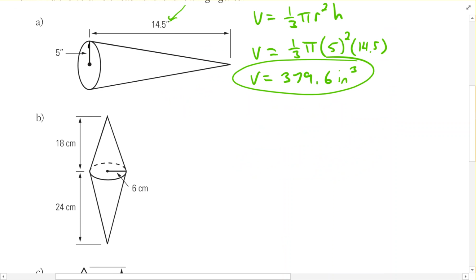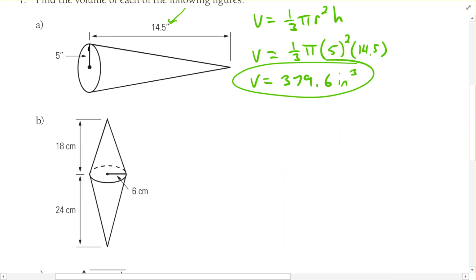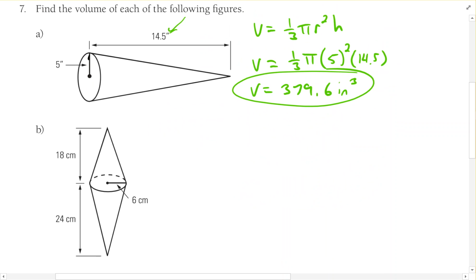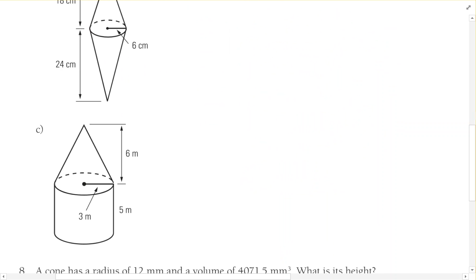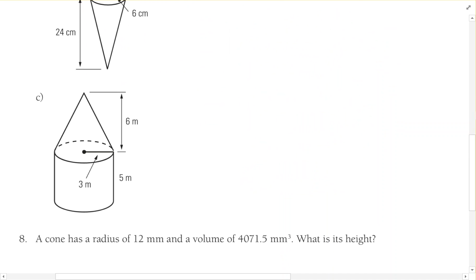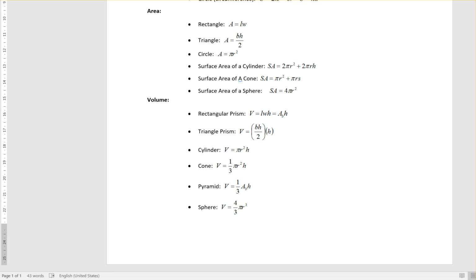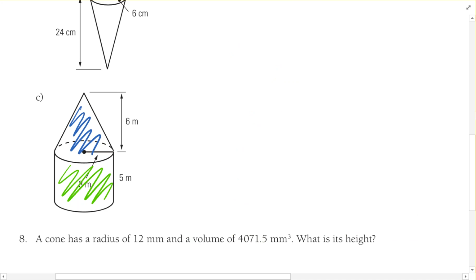So I'm going to let you guys go ahead and do B here. You've just got 2 of them now that you're just going to add together. So go ahead and answer 7B now. Okay, C, same thing. You've just got 2 different shapes here now, though. So just make sure you've got a cone and then a cylinder, and then you're going to add them together. So figure out the cylinder, figure out the cone, and then add those 2 together. You've got a formula for a cone here on your formula sheet. You've also got one for a cylinder. So I'll let you guys go ahead and answer C now.